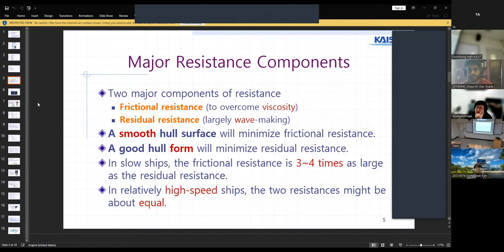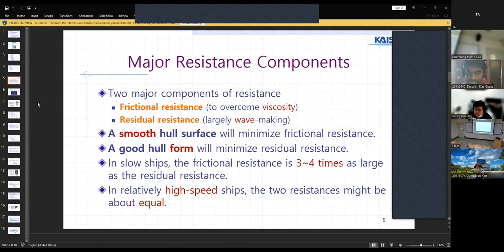Yeah. So major resistance components. There are two major components of resistance in a ship. One is the frictional resistance, which is to overcome the viscosity of the water. And then we have residual resistance, which is basically to overcome what is made by waves. So in a ship, a smooth hull surface will minimize any frictional resistance, which is from the viscosity, and a good hull form will minimize the residual resistance.